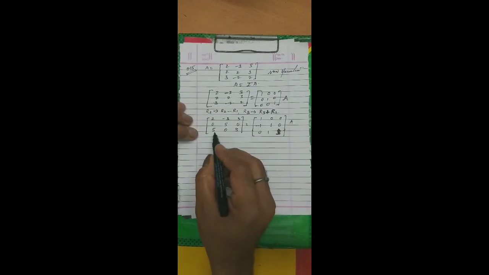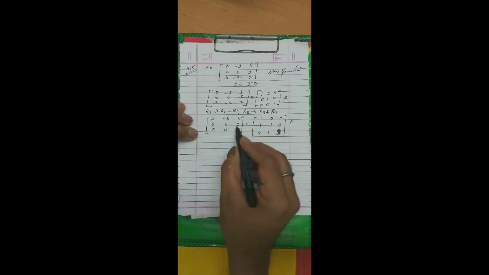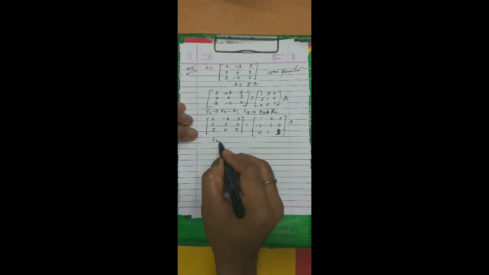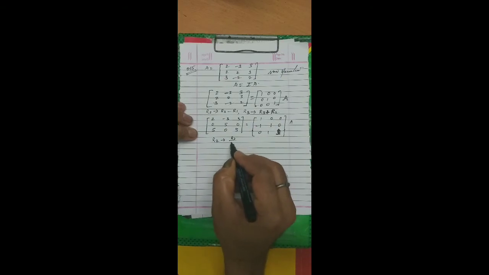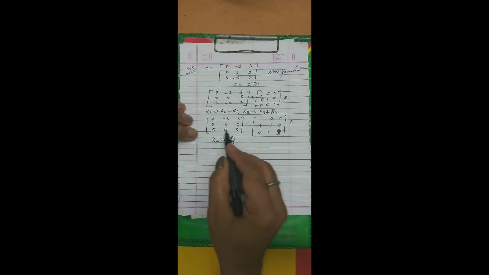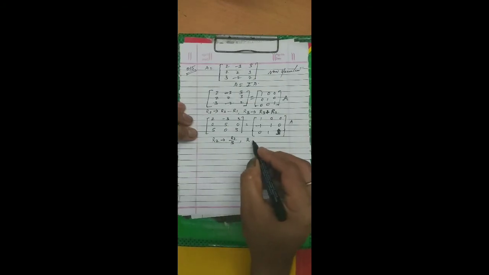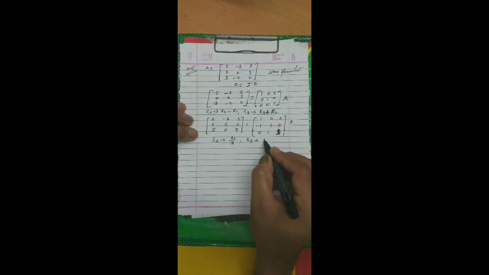Now here in this R2 we have only 5, and we want 1, so R2 will change to R2 divided by 5. Here also we are getting the same elements, so we can do the same thing for this also. R3 will change to R3 divided by 5.